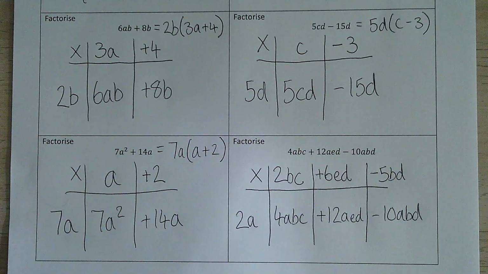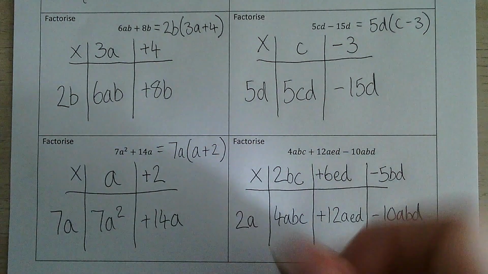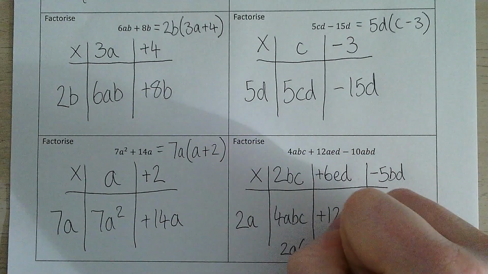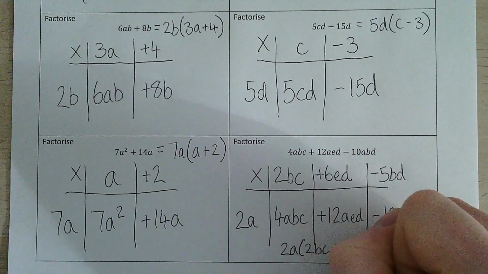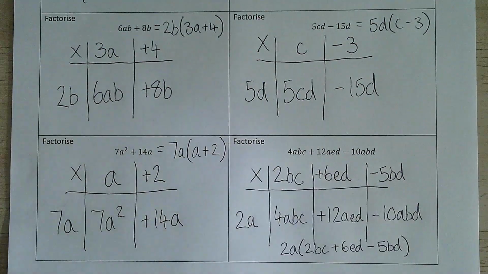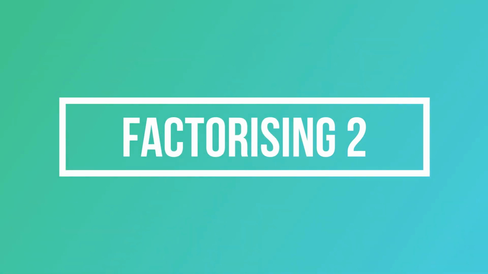So here, the final answer is going to be 2a on the outside of the bracket, followed by 2bc plus 6ed minus 5bd on the inside of the bracket. And that concludes today's lesson on factorising.